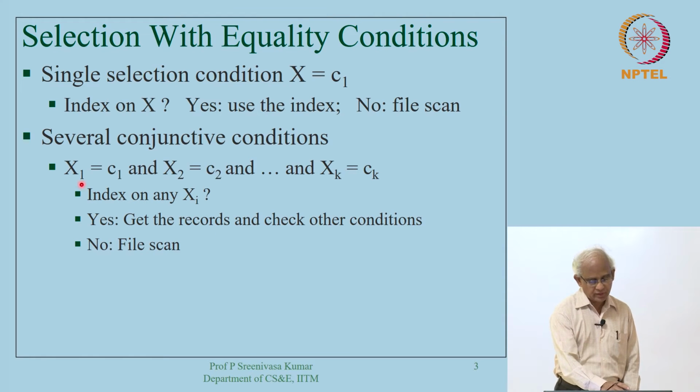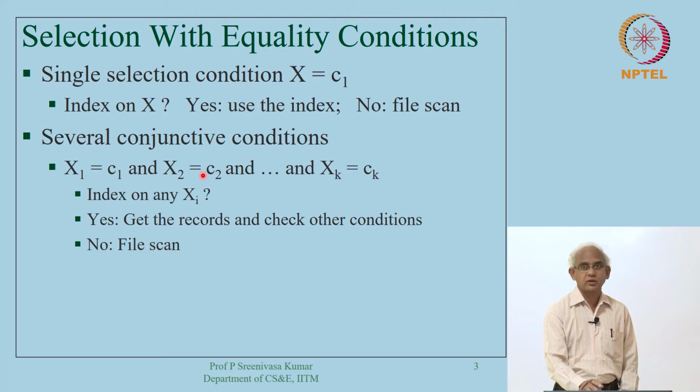In an unlucky situation where there is no index on any one of these attributes, you do not have any choice other than doing a file scan, and while you scan the file, check this condition and then pick up all those records that satisfy this particular condition.